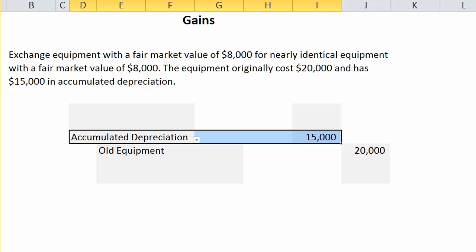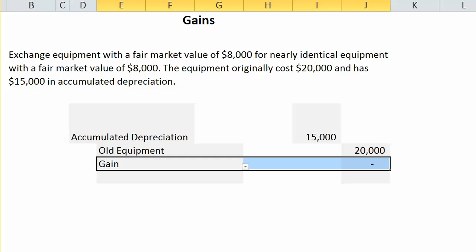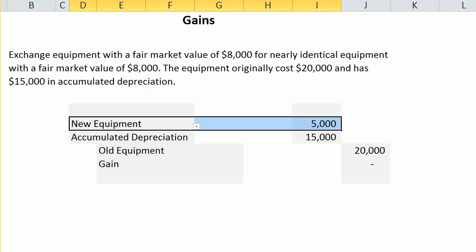Again, because this is nearly identical equipment, we would say this lacks commercial substance. And if it lacks commercial substance, nothing's happened. We should not record a gain. Again, debits need to equal credits, and so we are going to record the new equipment at the difference. That's our plug for our journal entry, $5,000. And notice that $5,000 is the fair value of the new equipment minus the $3,000 deferred gain.